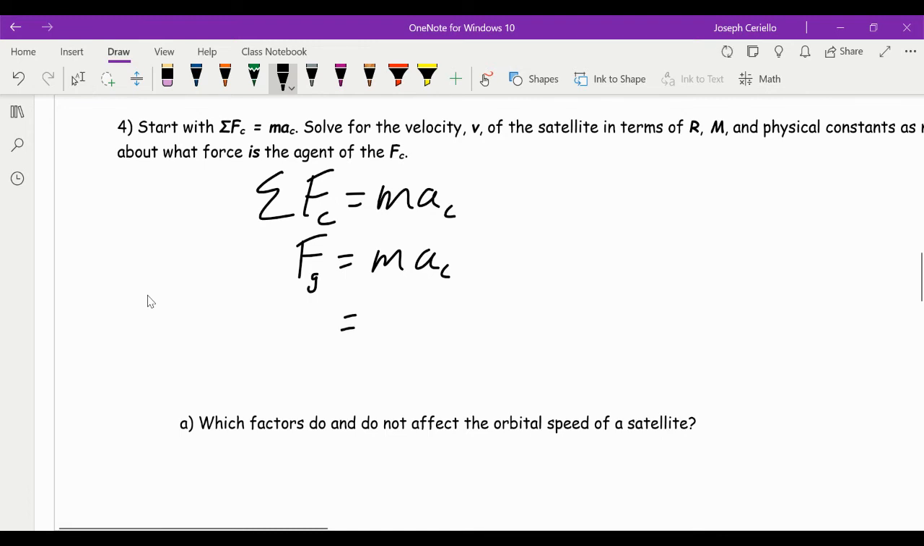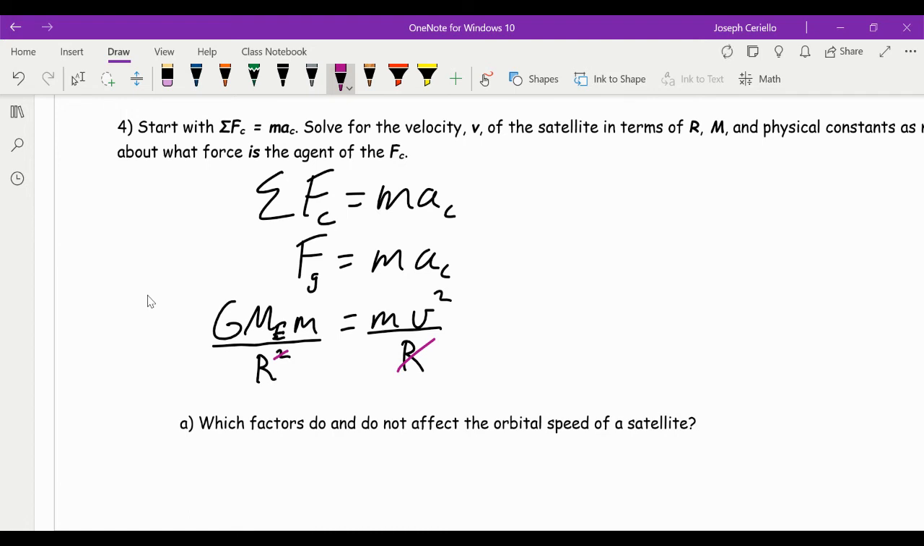Well, the force of gravity equation is G times the mass of the Earth times the mass of the satellite, all over the distance between their centers squared, equals the mass of the satellite times v squared over the radius of the circle. The radius of the satellite's orbit is the same as the distance from the center of the satellite to the center of the Earth. So those r's are the same, and we get a little bit of canceling there.